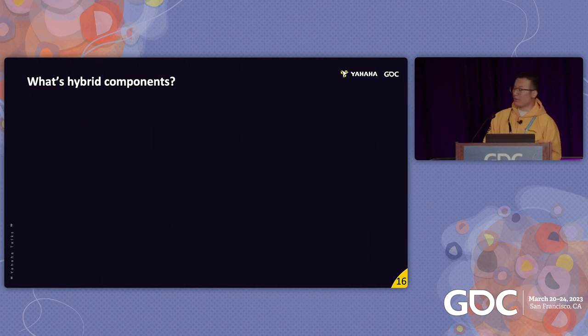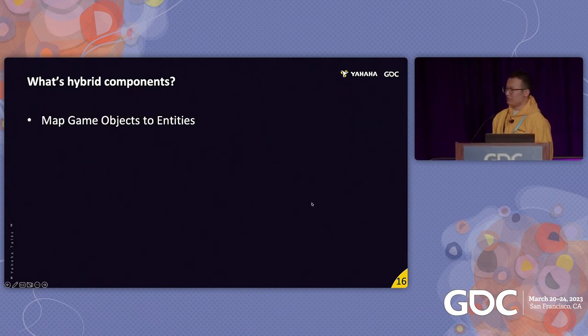At the beginning of our design, the hybrid component was considered one of the most important modules. One of its main duties is to map a Unity game object to our entity, as well as some of its components that are still in use, and convert them to the component data in our ECS system. Take transform, for example: we need a hybrid component to convert transform data from a Unity game object to our ECS systems.